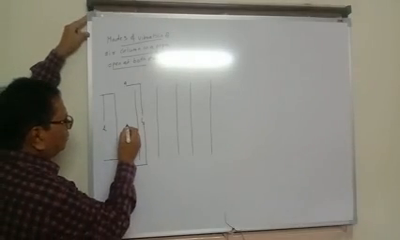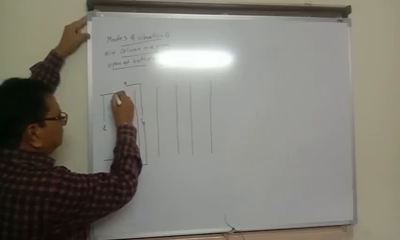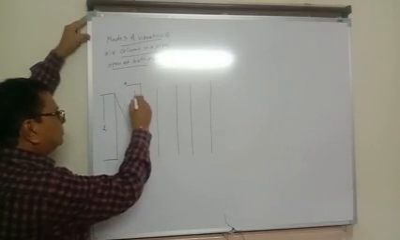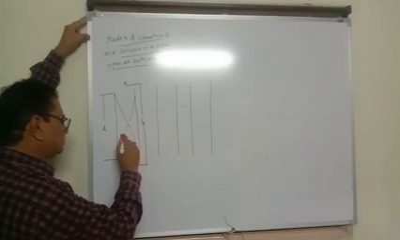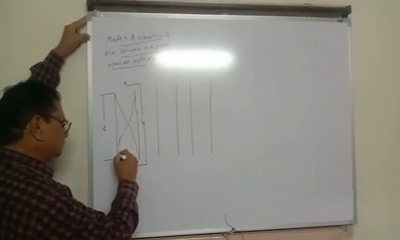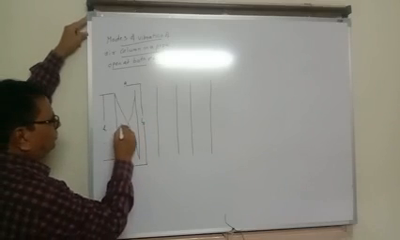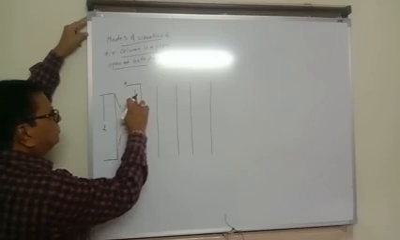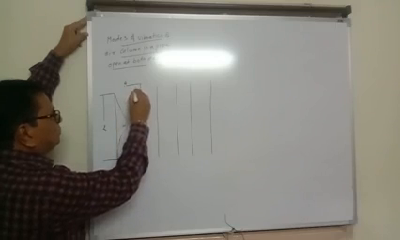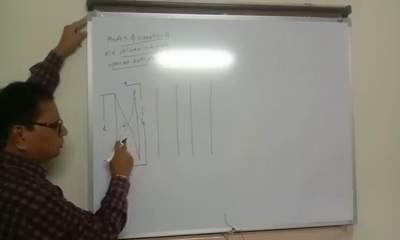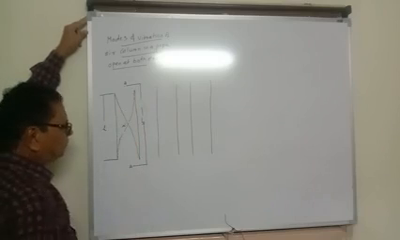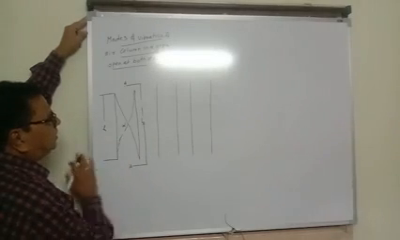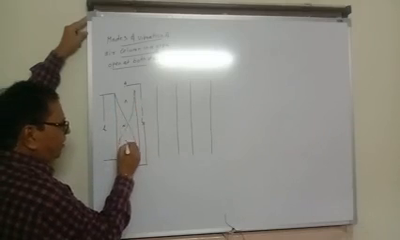So let us draw the diagram. Node. The dotted line shows reflected waves and the thick line indicates the incident wave. This was the first mode of vibration. In this case, let n be the frequency and lambda be the wavelength of the wave.